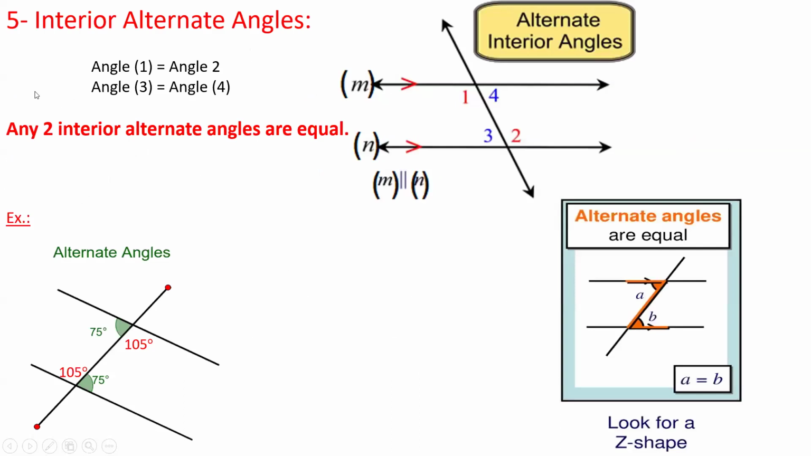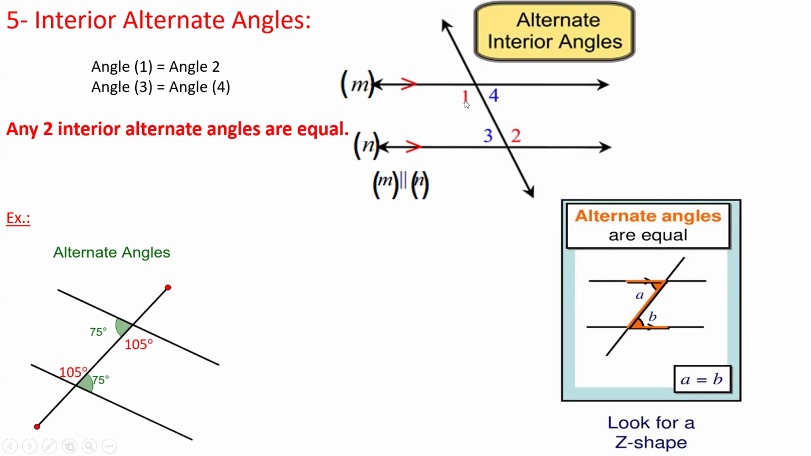Now let's talk about the interior alternate angles. As I said, the angles that are formed between the transversal and the parallel lines, which are between the parallel lines inside, are called interior angles. So 1, 3, 2, and 4 are interior. But which ones are interior alternate?